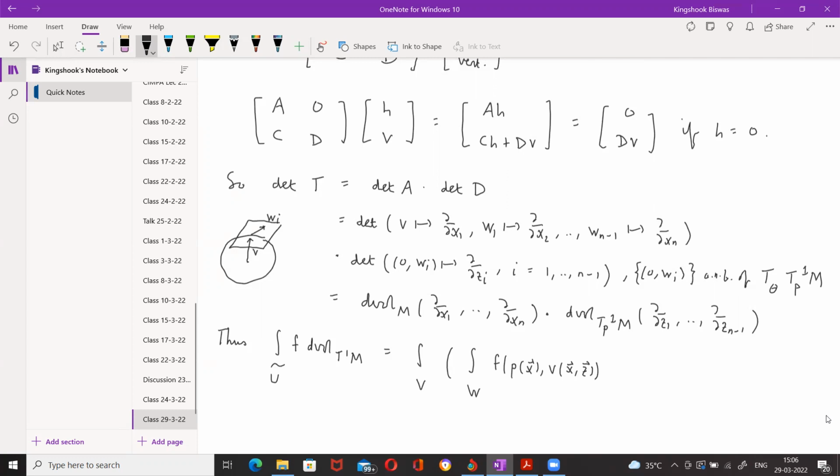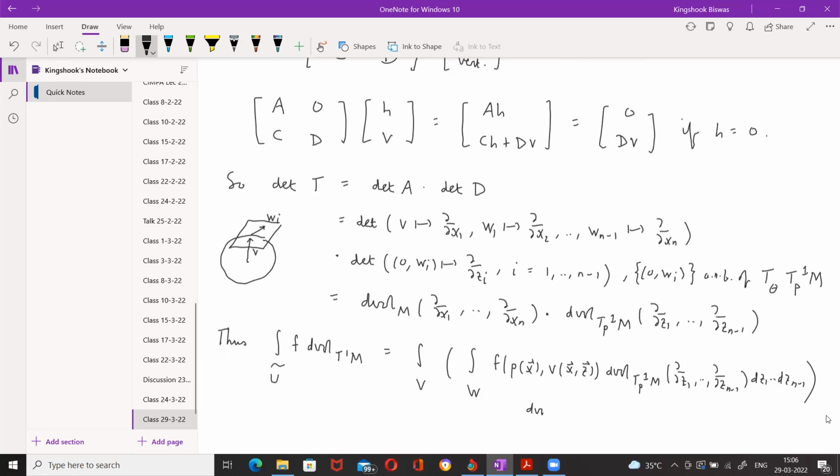Okay, and then what do I get? I get d vol TP1M, del del z1 to del del zn minus 1, dz1 to dzn minus 1. And then I take the other d vol M, del del x1 to del del xn, outside.